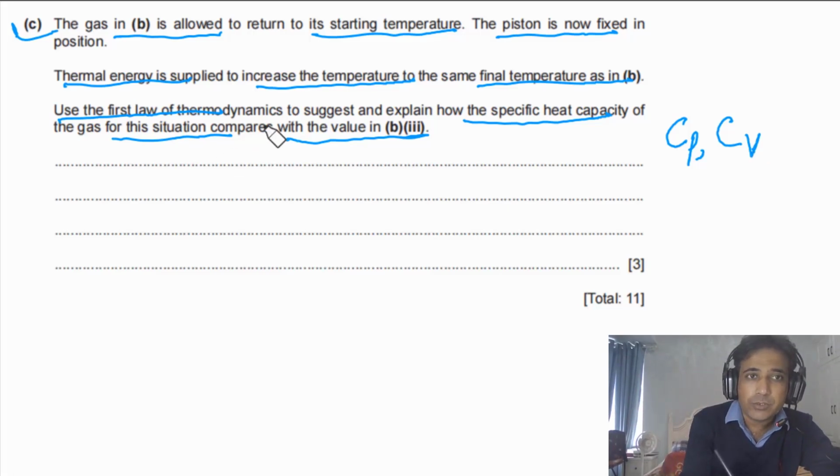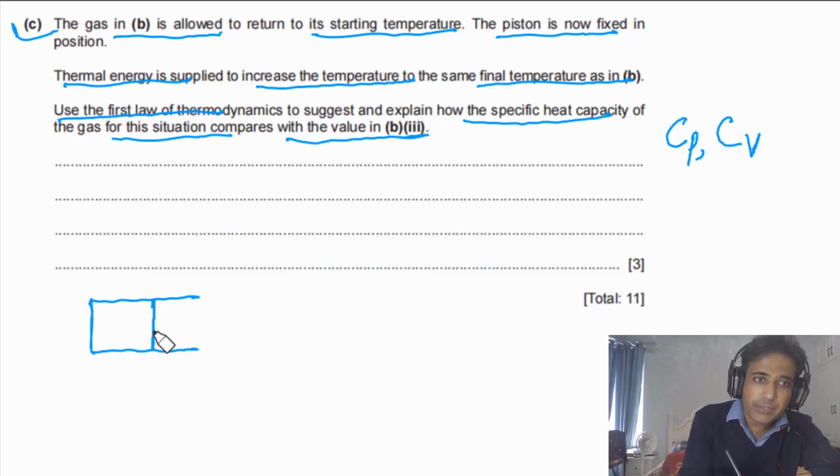So first of all, in this case we can simply sketch. So this is the cylinder, and here we have the piston. So this is the piston. Now this piston is fixed. So piston is fixed, it means volume is fixed. And in this case delta T is the same. Delta T is same, so we can say delta T.